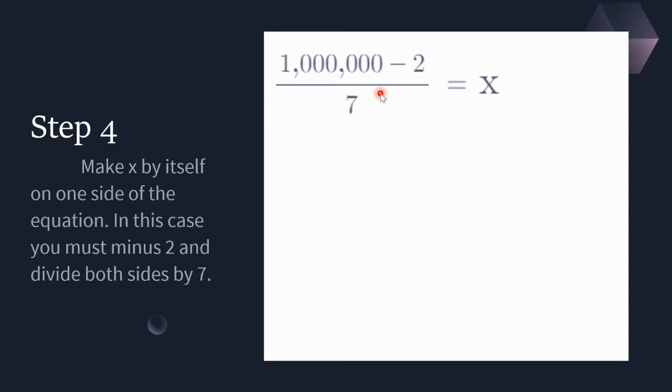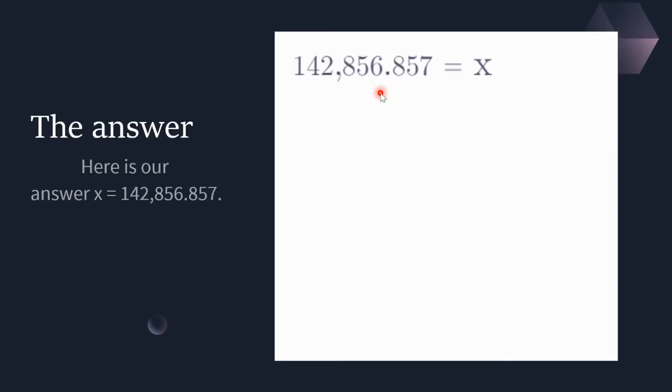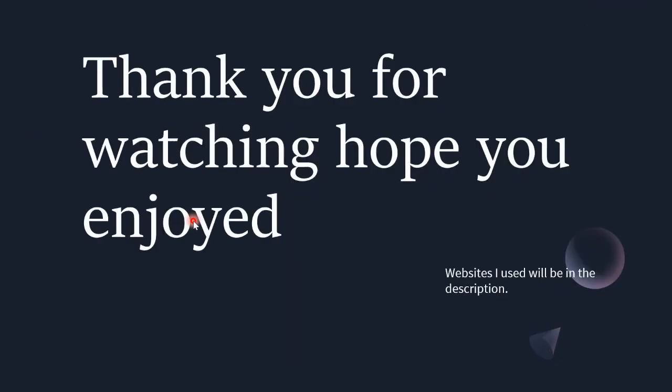And then here's just me getting rid of all the stuff on one side of the equation. So you just minus 2. And since we had a 7, we also had to divide by 7. And here's our answer for x, 142,856.857.